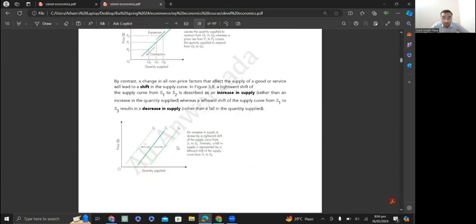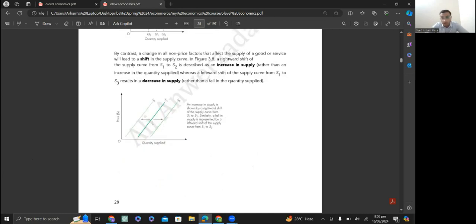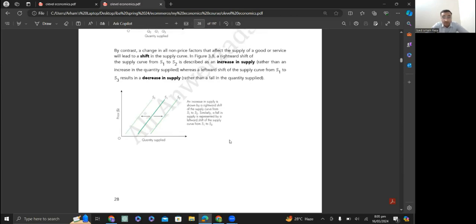Now let's come towards the shifts in the supply curve. Similar to the demand curve, there can be a shift in the supply curve as well, whether a rightward shift or a leftward shift. Whenever there is an increase in supply, there will be a rightward shift, and when there is a decrease in supply, there will be an inward or leftward shift. There can be several factors. For example, if the cost of production for suppliers decreases, they will increase their supply. That will lead to an outward shift, from S1 to S2. On the other hand, if the cost of production increases, the suppliers will reduce their supply, so supply will fall from S1 to S3. So there will be an inward shift in the supply curve.